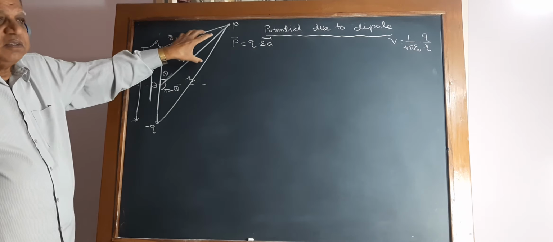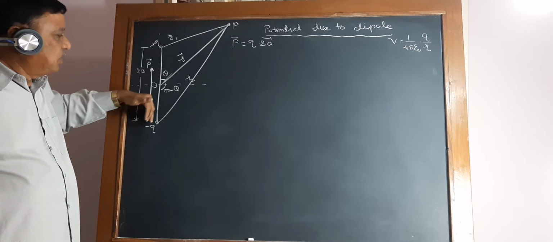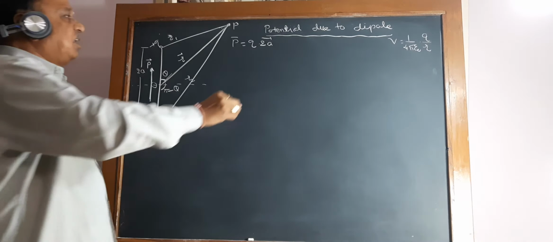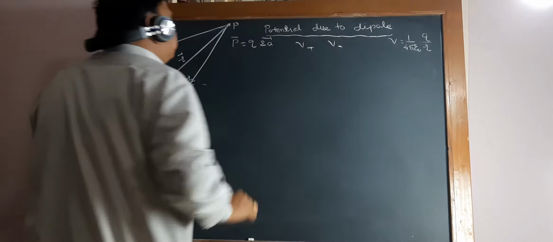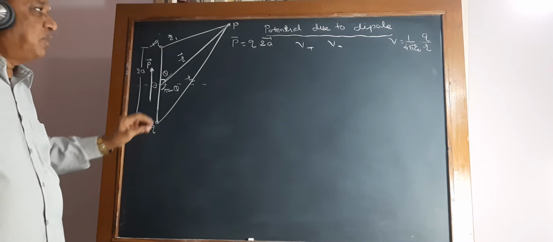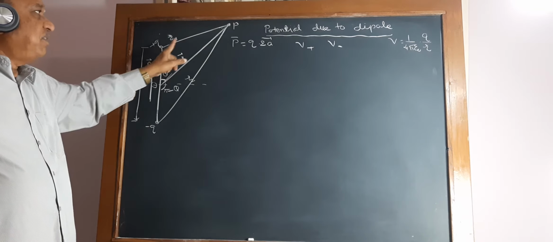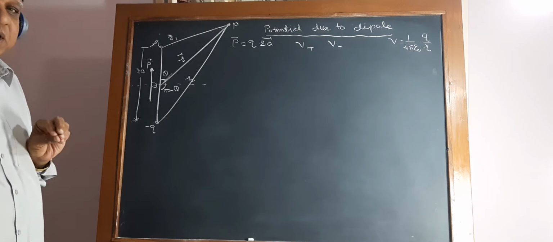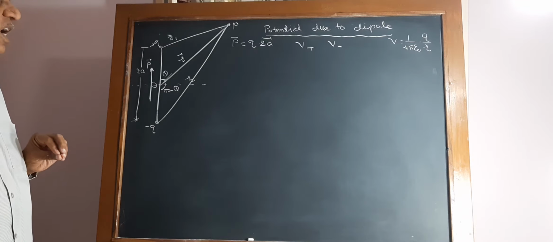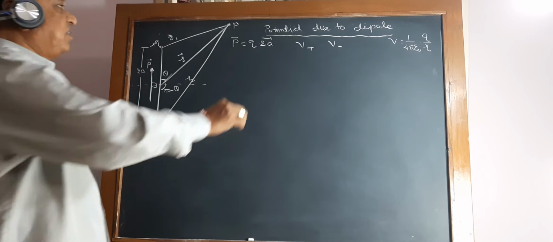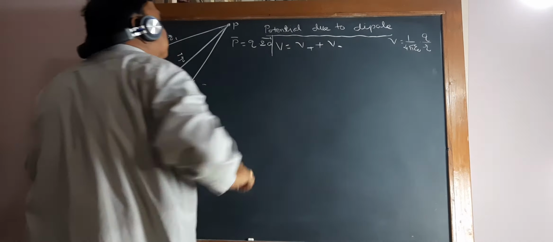Now, at point P, suppose the potential due to plus Q and the potential due to minus Q are V plus and V minus. V plus is the potential at point P due to plus Q and V minus is the potential at point P due to minus Q. According to the principle of superposition, we can write V equal to V plus plus V minus.